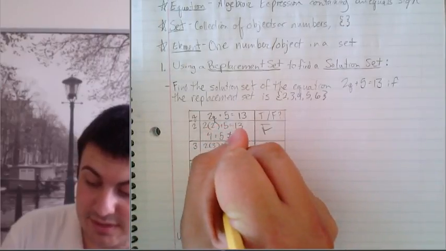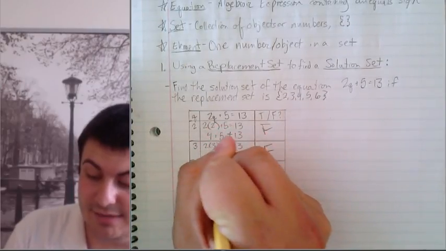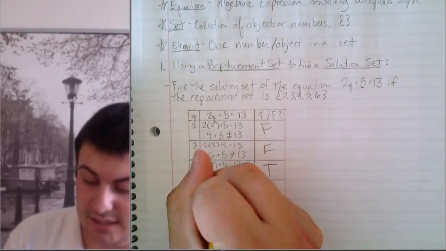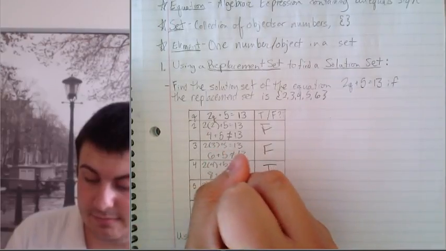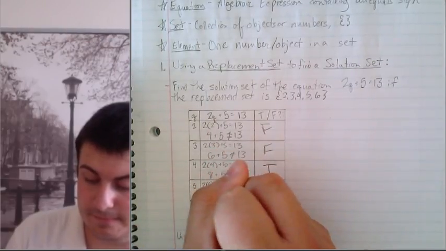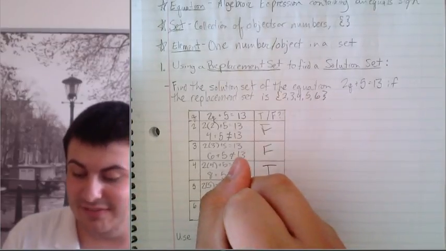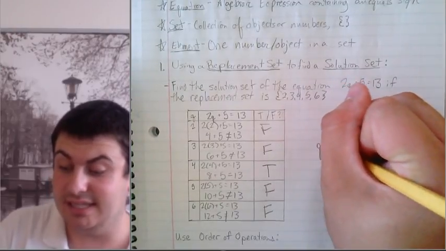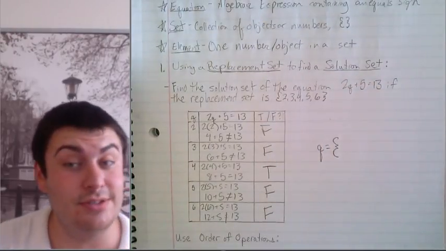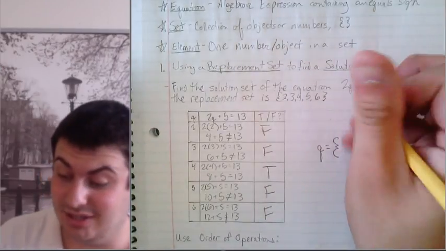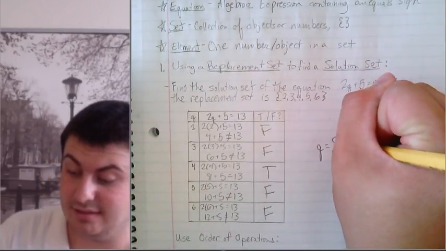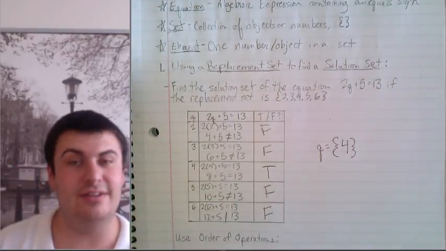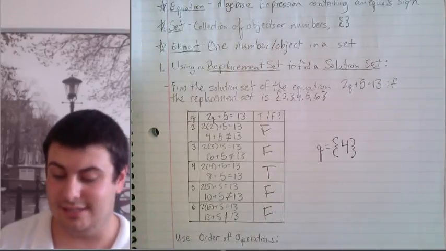We look at 5. 2 times 5 plus 5 equals 13. Does 10 plus 5? No, that doesn't equal 13. Let's look at 6. 12 plus 5 also does not equal 13. That is false. So our solution set is that q is equal to, we're talking about solution set, so it needs to be in braces. q is equal to the set {4}, the element 4 in the solution set. So we have found the solution using a solution set.